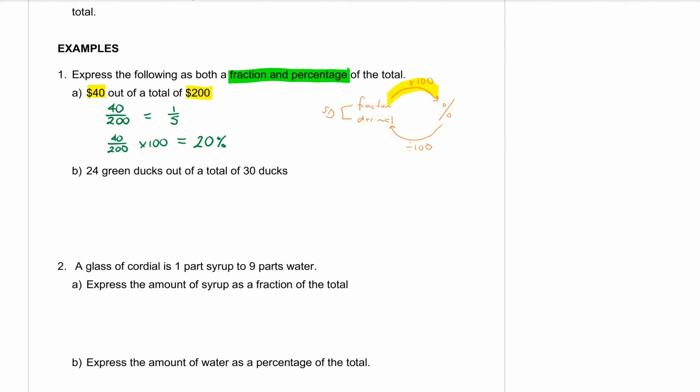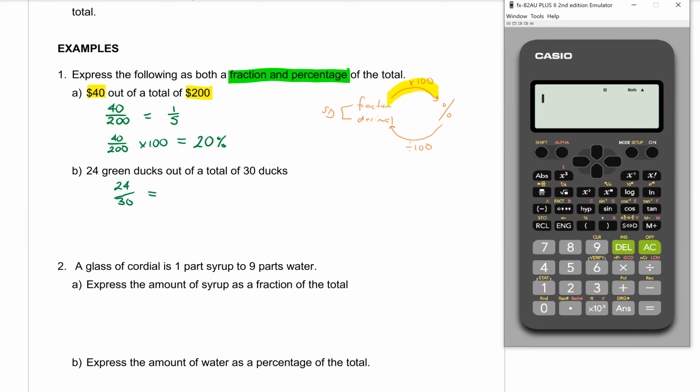Let's try that again. Part B. 24 green ducks out of a total of 30 ducks. First of all, as a fraction, we put 24 on the top and 30 on the bottom. And use the calculator to simplify.